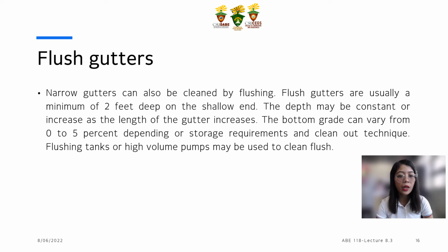Narrow gutters can also be cleaned by flushing. Flush gutters are usually a minimum of 2 feet deep at the shallow end. The depth may be constant or increase as the length of the gutter increases. The bottom grade can vary from 0 to 5% depending on storage requirement and clean out technique. Flushing tanks or high volume pumps may be used to flush.